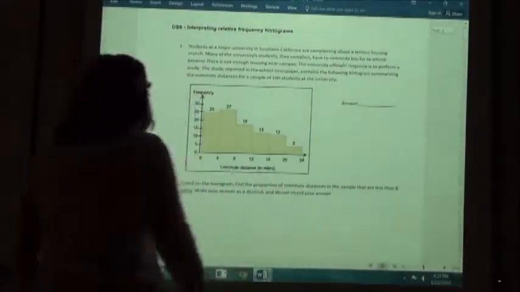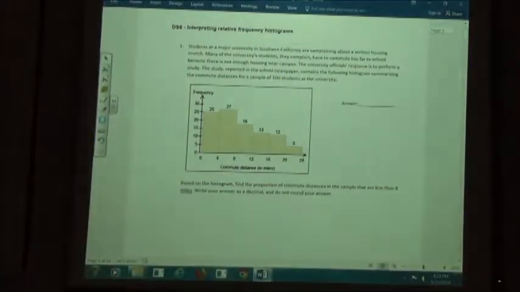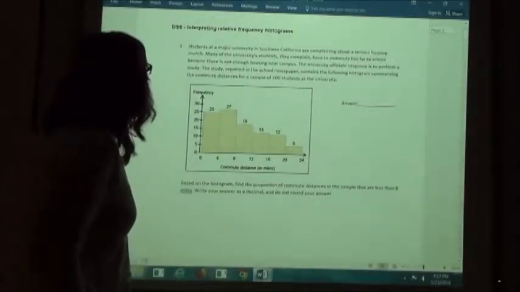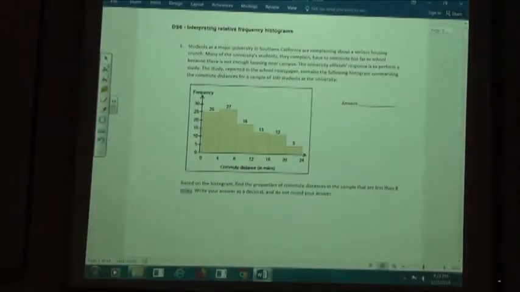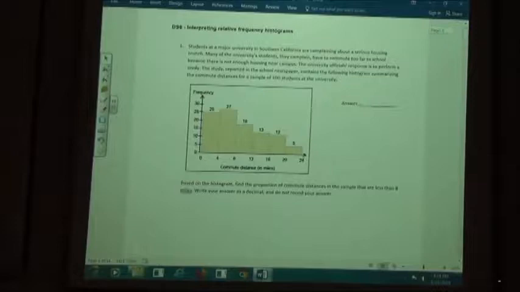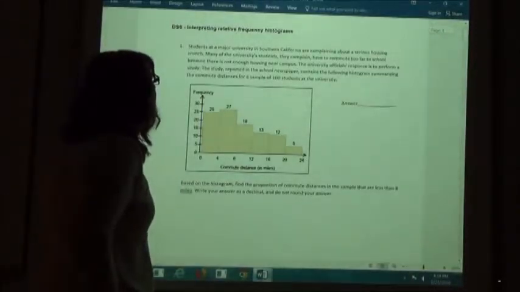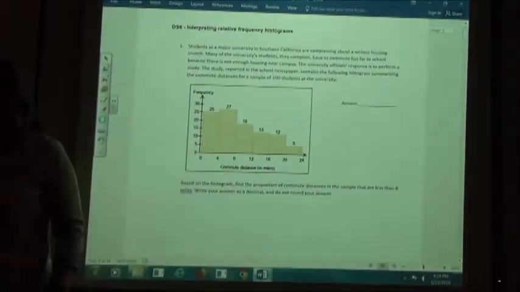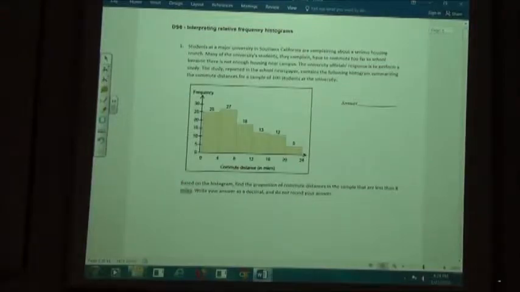It says students at a major university in Southern California are complaining about a serious housing crunch. Many of the university students, it should say, have to commute too far to school because there is not enough housing near campus. The university's official response is to perform a study. The study reported in the school newspaper contains the following histogram summarizing the commute distances for a sample of 100 students. They were really nice and used 100 because it's easier to calculate my percent that way.